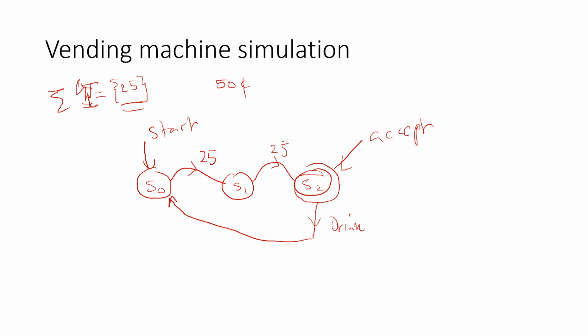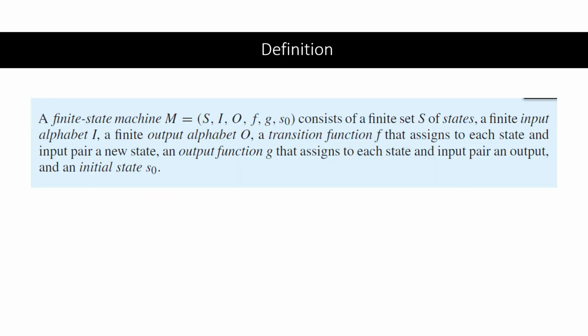Now obviously I could expand the alphabet to include more coins, for example 5, 10, and 25. If I do that, then I'll have to increase the number of states in order to accommodate all the possible combinations of these coins before we get to 50 cents. Another way to think about these states: if you're in state 0, you haven't put any money in, or the vending machine has no money. If you're in state 1, the vending machine has 25 cents. If you're in state 2, the vending machine has 50 cents.